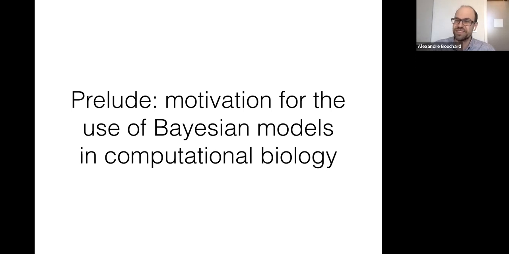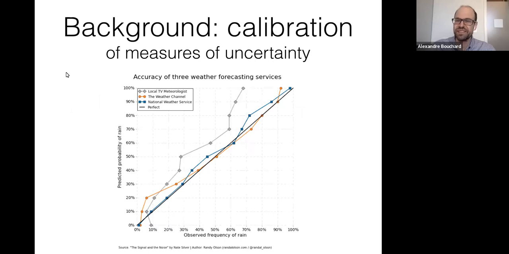So let's talk about this motivation first. Why Bayesian methods in computational biology? To explain one of the main motivations, I will first talk about the notion of calibration, more precisely, calibration of measures of uncertainty. It's quite easy, when you make a prediction, to just put some measure of uncertainty on it. But this measure of uncertainty could be misleading.